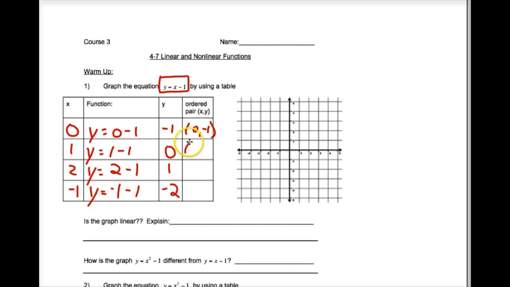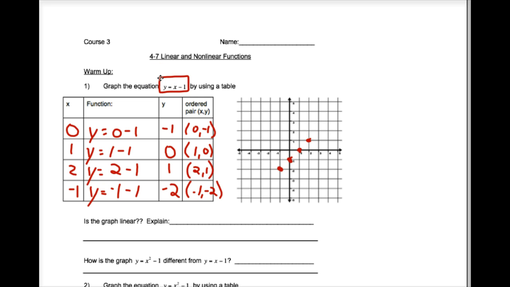0, negative 1. 1, 0. 2, 1. Okay? They should line up. 0, negative 1, down on the y-axis there. 1, 0, it's on the x-axis, actually. 2, 1, up in quadrant 1. And then negative 1, negative 2, down in quadrant 3. How many people have their 4 points lined up? I did. Yeah, right? It's linear.